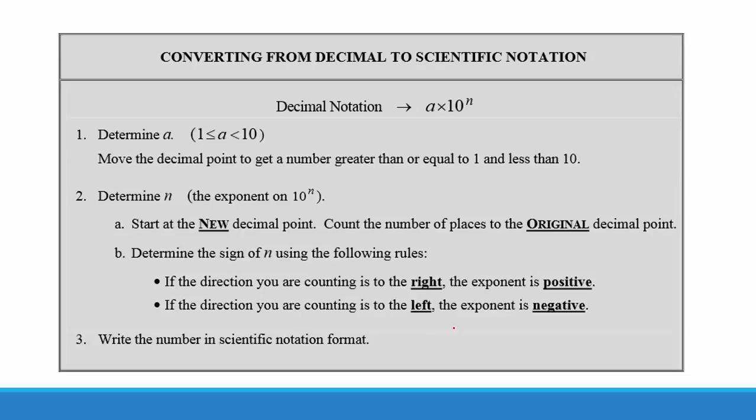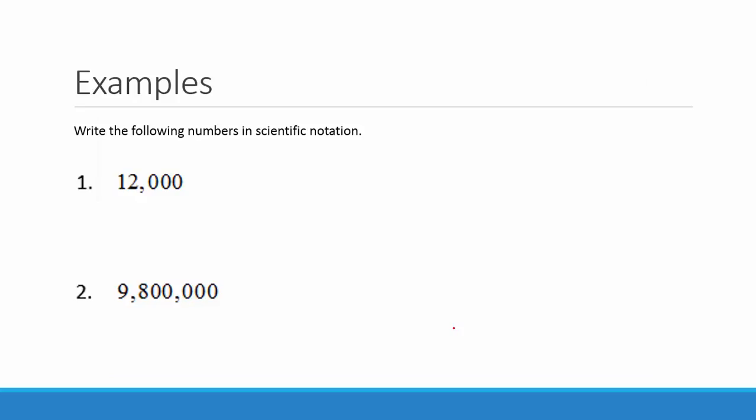The direction in which we move the decimal point will determine whether the exponent on the 10 is positive or negative. If the direction you are counting is to the right, the exponent is positive. If the direction you are counting is to the left, the exponent is negative. And then write the number in scientific notation format. Let's look at some examples.